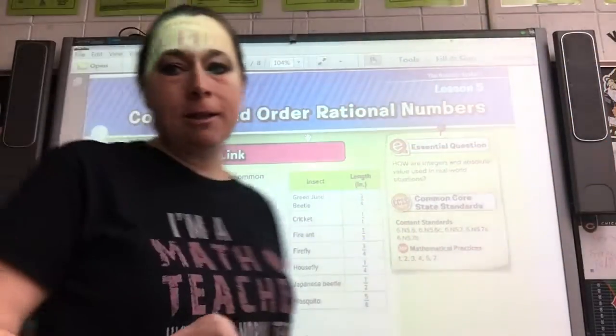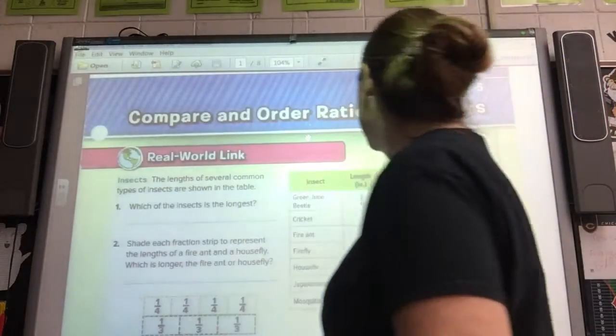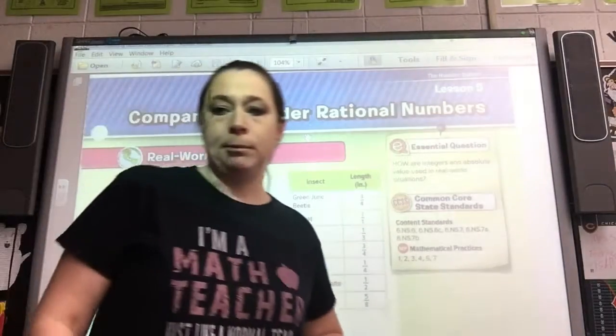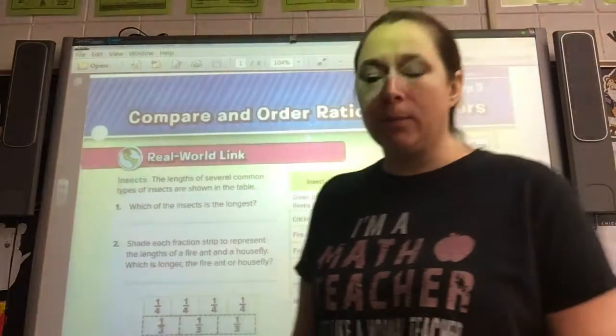All right, we are on lesson 5. We are comparing and ordering rational numbers. It is on page 387.